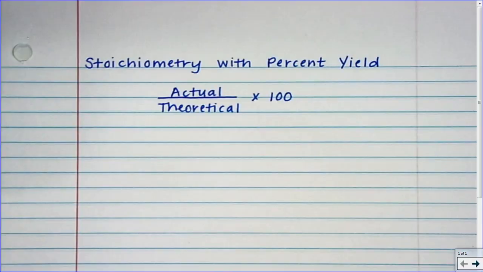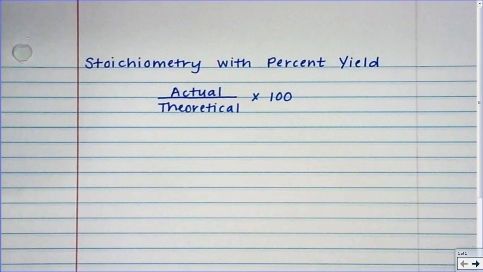Welcome to the third video of stoichiometry. We are going to introduce what percent yield is in this video. What you have learned in video 2 and video 1 will still apply here, but you're going to have an extra step at the end so that you can figure out what the percent yield will be for the reaction.